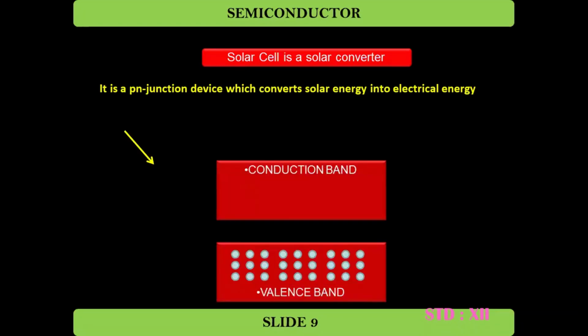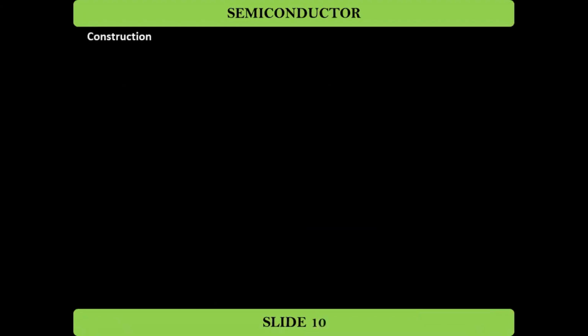Now, how does that happen? Whenever solar energy is incident, it is ensured that the solar energy falls directly on the valence band. It will remove an electron, and the electron goes into the conduction band, and that's how solar energy is converted into electrical energy.